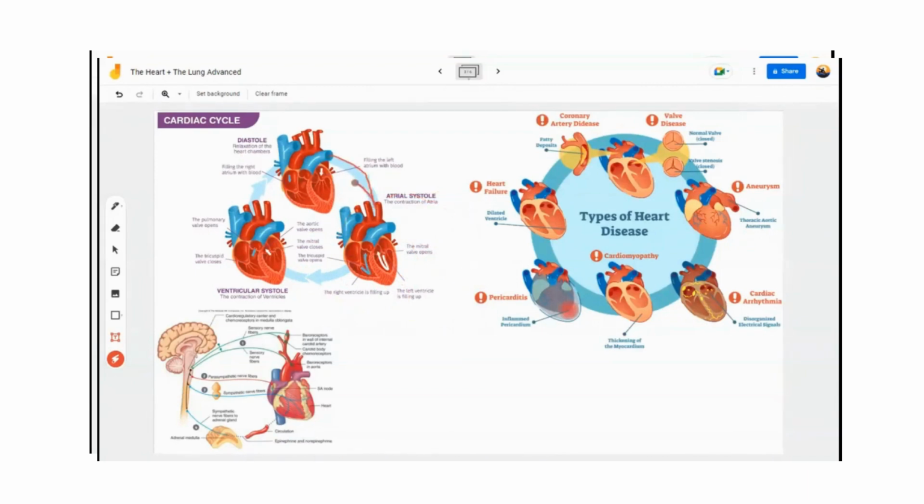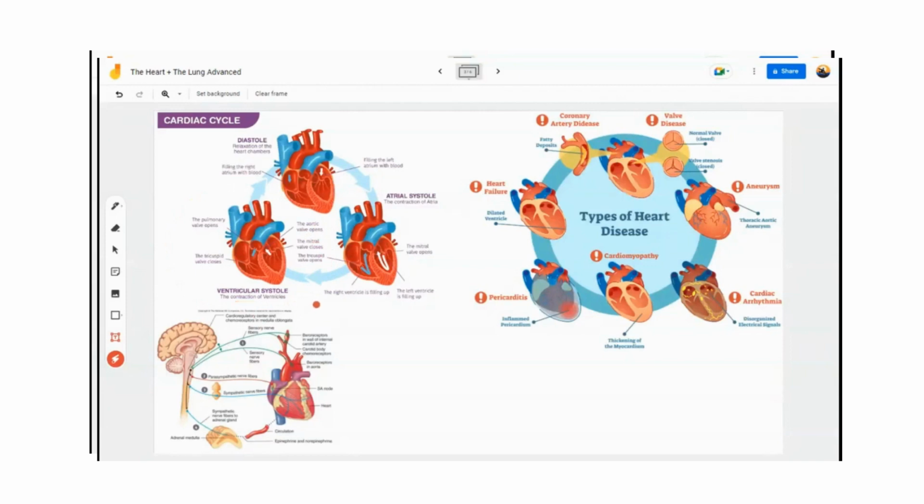The atria contract, decreasing their volume and increasing the pressure. This pushes about 10% of the last filling volume of the heart from the atria into the ventricles, and this increases the pressure in the ventricles.